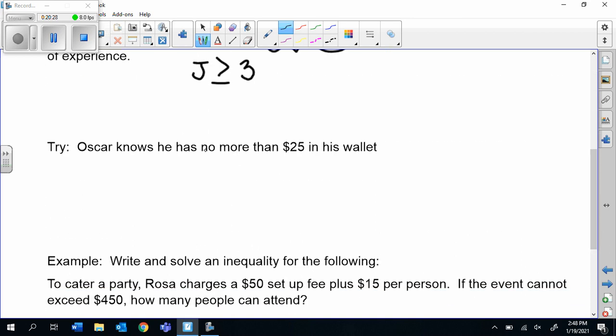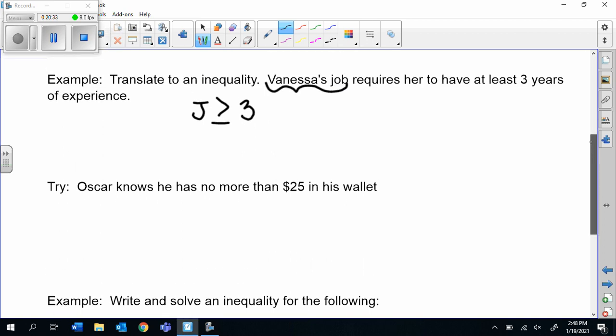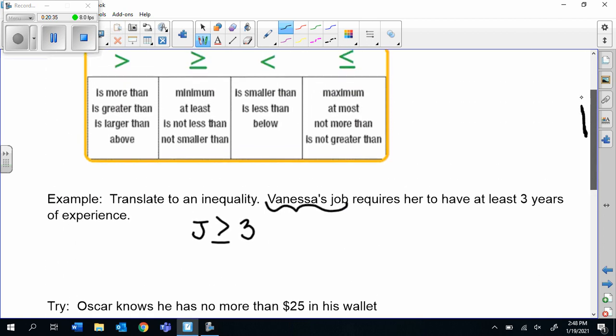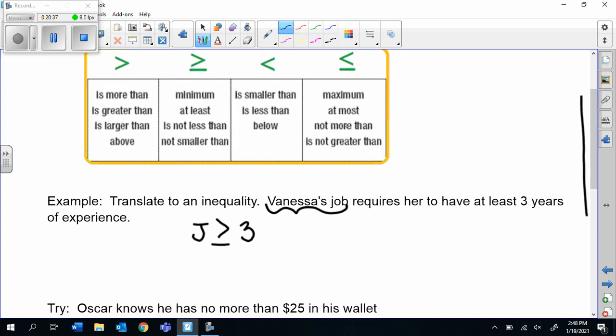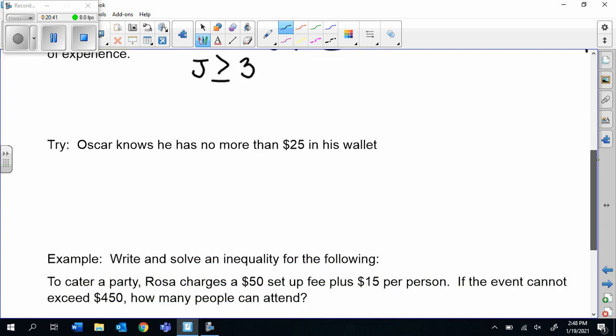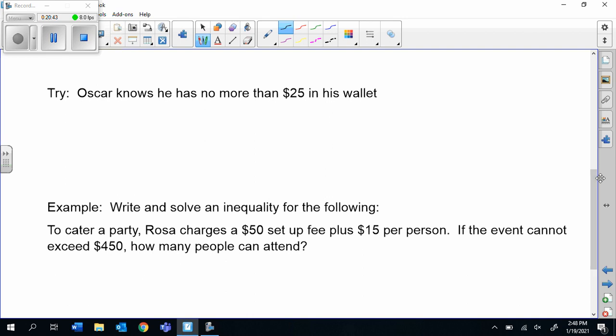Oscar knows he has no more than $25. So he could have 25, but he's not going to have 26. "No more than" goes this way. So you can try this one, even though I already kind of stole the show there. I wouldn't use O for my variable for Oscar, so maybe M for money. It doesn't even have to relate. M less than or equal to 25.